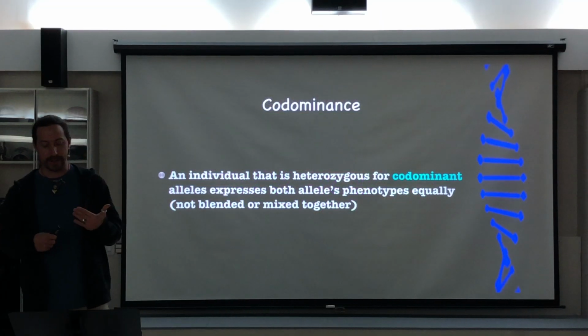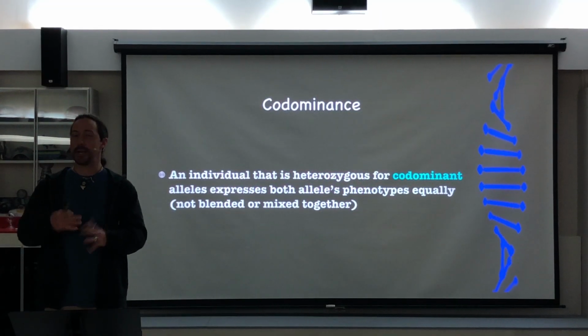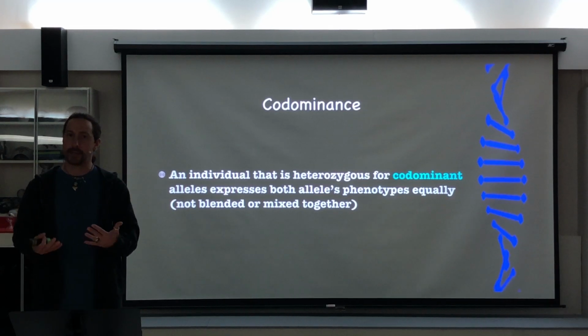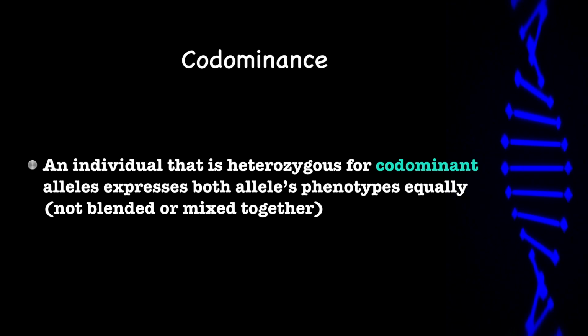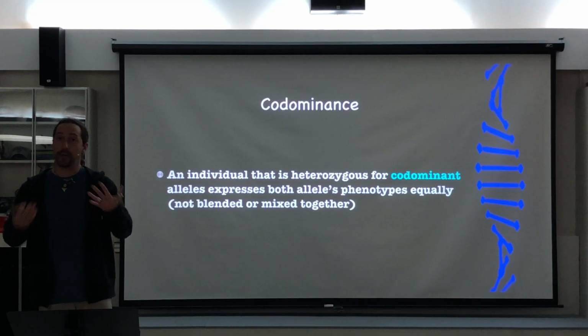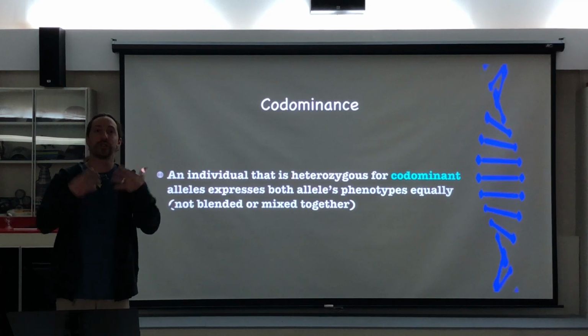In codominance, it's different because they don't blend. Both alleles show up equitably. So instead of mixing, you're going to have areas that show one of the alleles and another area that's going to show the other allele. So the trait is going to be expressed in different areas of that organism, but both alleles are going to be expressed. It's not going to be a mixture.